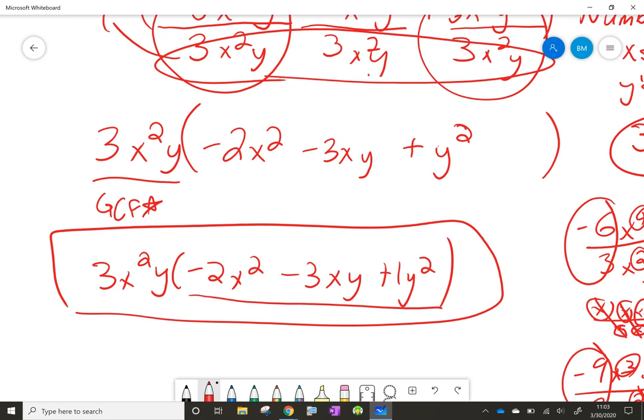So that's just a good way of checking. If all the terms still had an x, for example, then I would know that I didn't factor it all the way, because there is something else that they still have in common. So greatest common factor means you're taking out all the common factor. So if you leave a common factor, it means you didn't do it right.